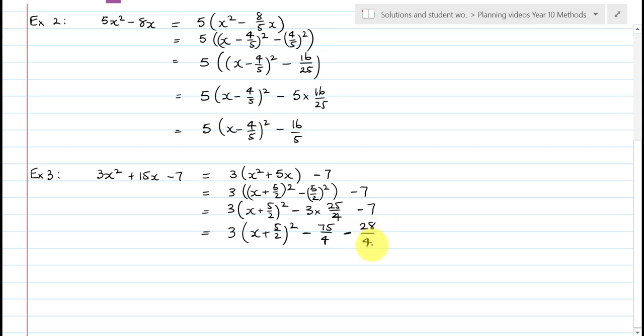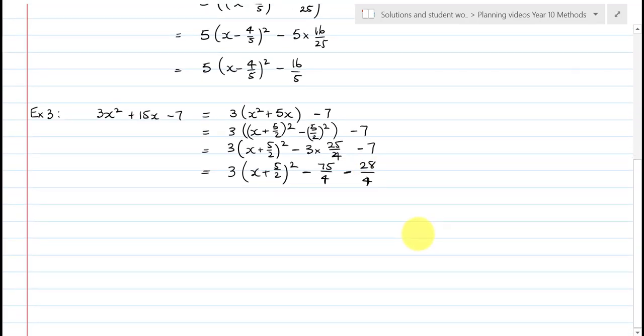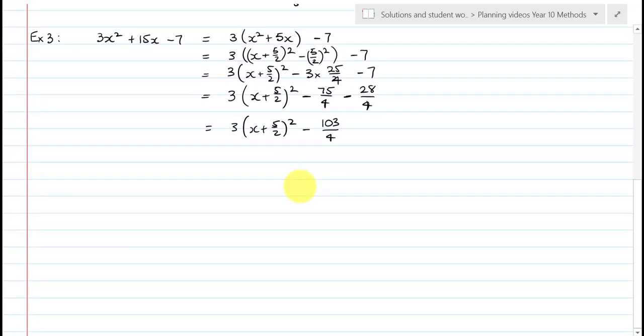Now you'll have a calculator, so you could probably do a lot of this on your calculator, but this may be in the non-calculator exam. And then we get 3 times x plus 5 over 2 squared minus, and 75 and 28 make 103 over 4. And that's really the best that we can do. And so there we have it, completing the square on an even more complex term. And one more example for you.